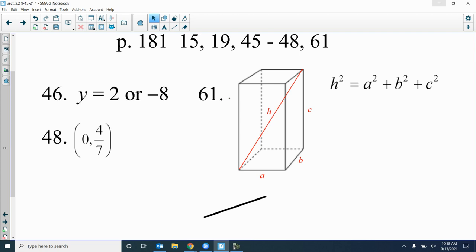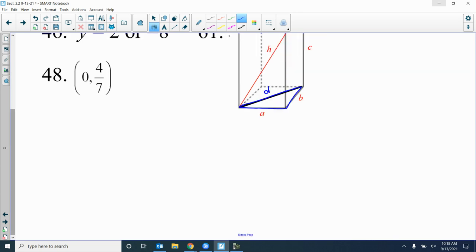This one here, a lot of times you'll come up with situations where you can add a line into a figure. And what I mean by that is I'm going to draw this in, that diagonal. And I'm going to call that D. Now that's a right rectangular prism. Okay. What can you tell me about the triangle formed by A, B, and D? What type of triangle does that have to be? Got to be a right triangle.